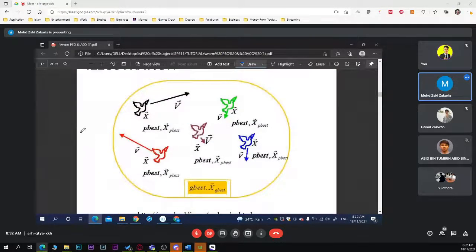Like this, we have many birds here: bird 1, bird 2, bird 3. Each bird has a P best. P best means local best. Among these birds, maybe this bird is the best quality, the best value. So we assign this one as the global best. Others must follow this value later. This is the global best.